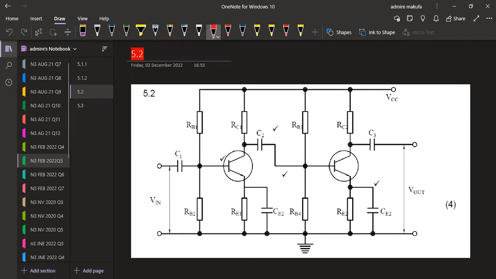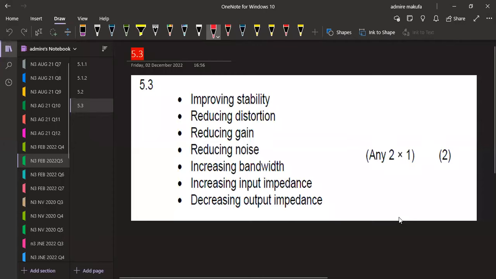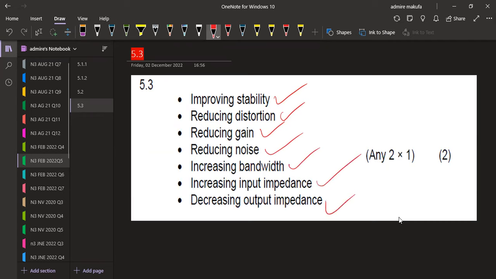Let's check the other part of the question, where we are asked to give 2 advantages of negative feedback. When there's negative feedback, what are the advantages? We've got improving the stability, reducing distortion, reducing gain, reducing noise, increasing the bandwidth, increasing the input impedance, and decreasing the output impedance in this case, which is very important if you are dealing with this part. So you have to be very careful on this part here.